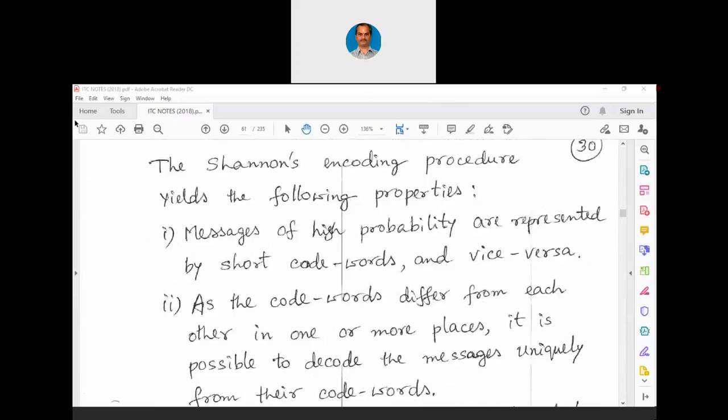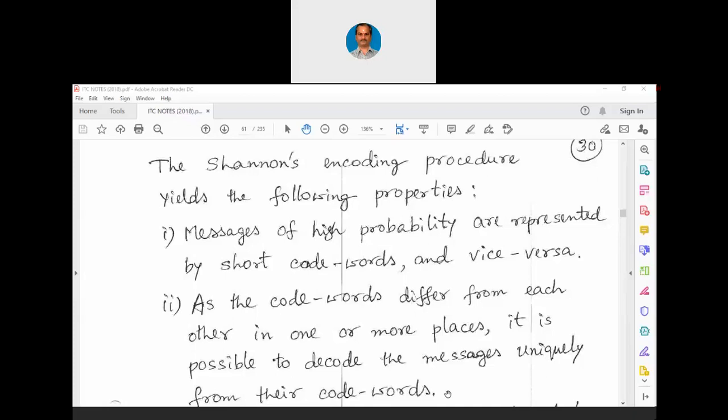So as a summary, Shannon's encoding procedure yields the following properties. Messages of high probability are represented by short code words and vice versa. Means the messages of low probability are represented by long code words. Second one is, as the code words differ from each other in one or more places, it is possible to decode the messages uniquely from their code words. Means for each message, the code word is unique.